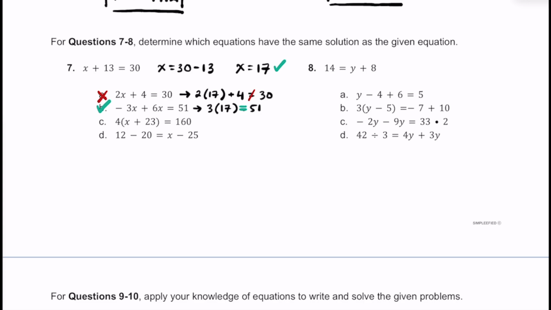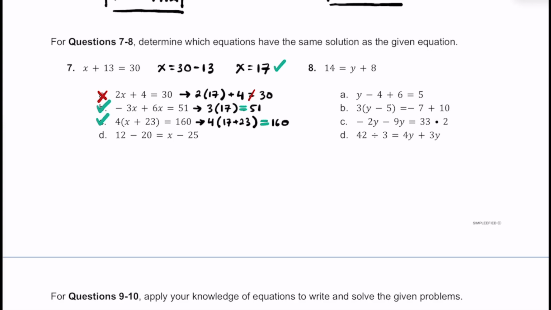Now, for letter C, what we can do is take that 17 and substitute it in. So for C here, we have 4 multiplied by what? Well, we think x is 17, so I'm just going to write 17 plus 23 in here. Now 17 plus 23 is 40, and 4 times 40, the question is does that equal 160, right? Well, 4 times 4 is 16, so 4 times 40 is 160, so that does equal, so we know this does check out, okay?